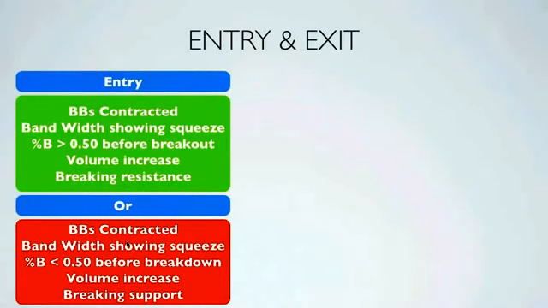And for a short setup it's the same: the bands are contracted, the bandwidth is showing the squeeze, but we want the %B to be below the midpoint. It shows that the sellers are aggressive. They're not letting it come up to the upper band anymore because they're afraid to miss out, so they short every small reaction there is, and price stays at the lower band showing weakness. This is the weakness we want to see before the breakdown. Then we want to see the volume increase as well, and we want to see breaking support.